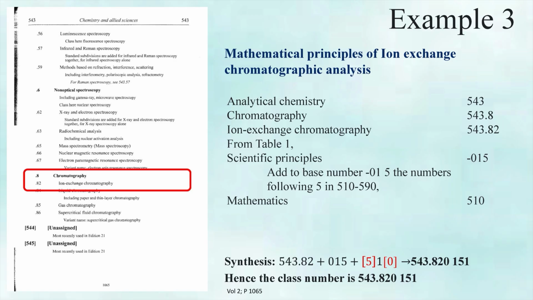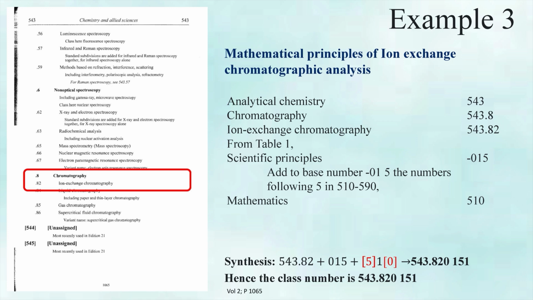Actually, chromatography is an experimentation method through which we can analyze a compound or any kind of elements. So analytical chemistry, you know from the third summary, is 543, and chromatography is 543.8. And finally, ion exchange chromatography, another method of chromatographic experiment, is available in 543.8. So we got the ion exchange chromatographic analysis, but we have to add another facet from another subject, because mathematics is an independent subject, you know.